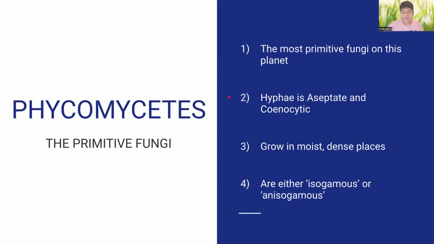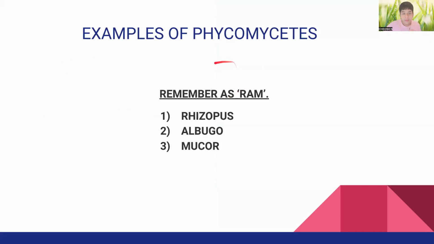You have your examples for Phycomycetes. What I do is I create small acronyms, RAM, random access memory. The easy way to remember this is Rhizopus, Albugo, and Mucor. These are the 3 Phycomycetes you need to know. RAM.